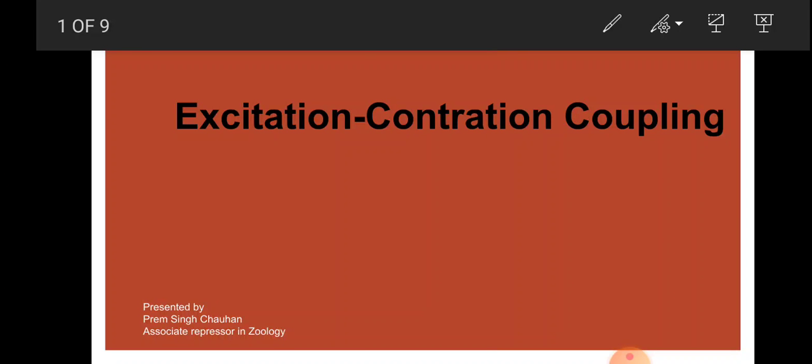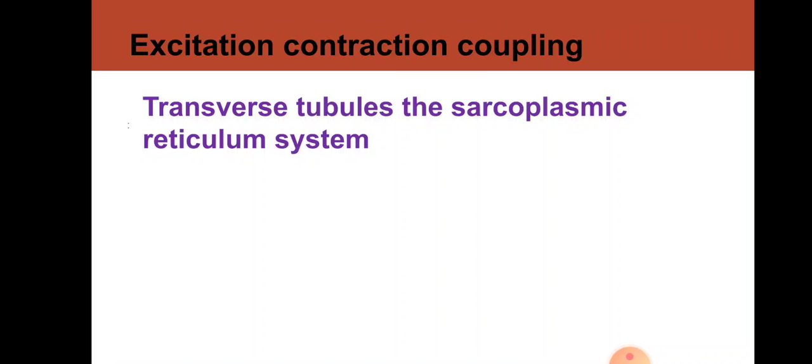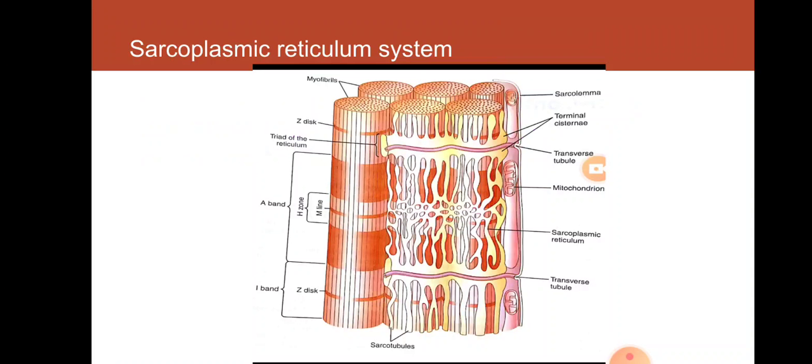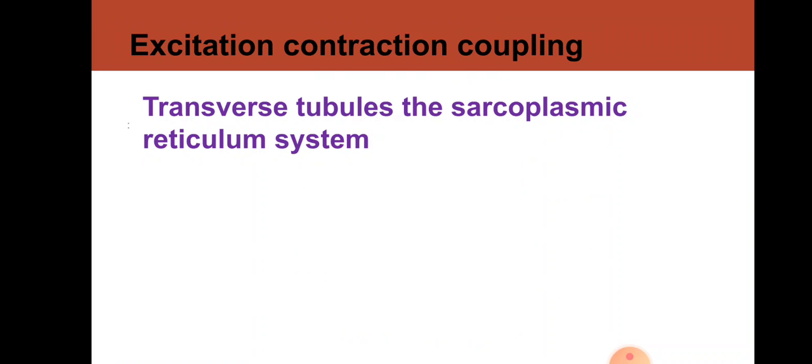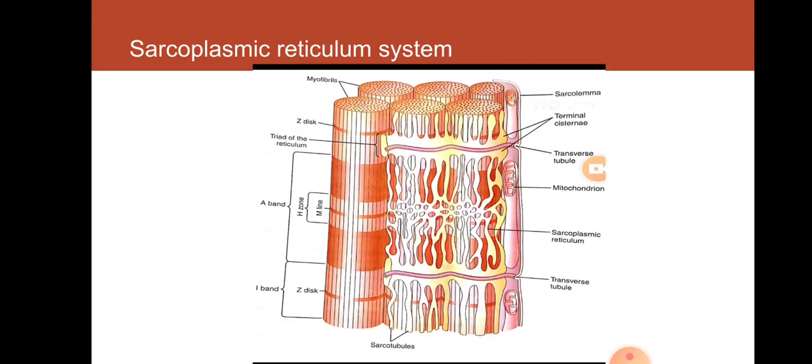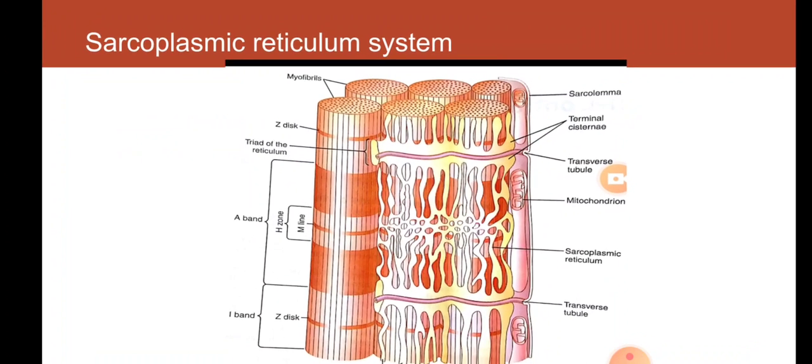This has also been illustrated in this diagram. The T-tubule system action potential causes release of calcium ions inside the muscle fibers in the immediate vicinity of the myofibrils, and then these calcium ions cause contraction. This overall process is called excitation contraction coupling. The transverse tubule, sarcoplasmic reticulum and myofibrils are shown by this diagram.